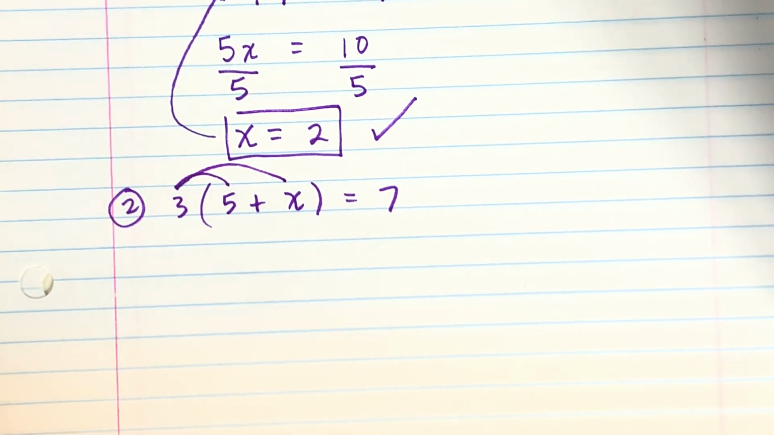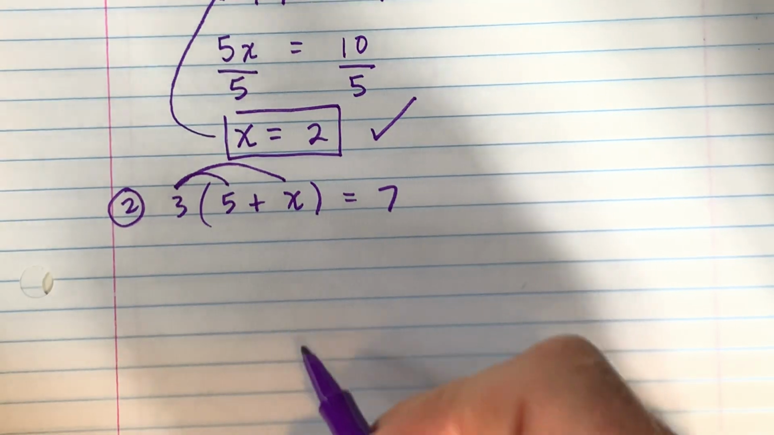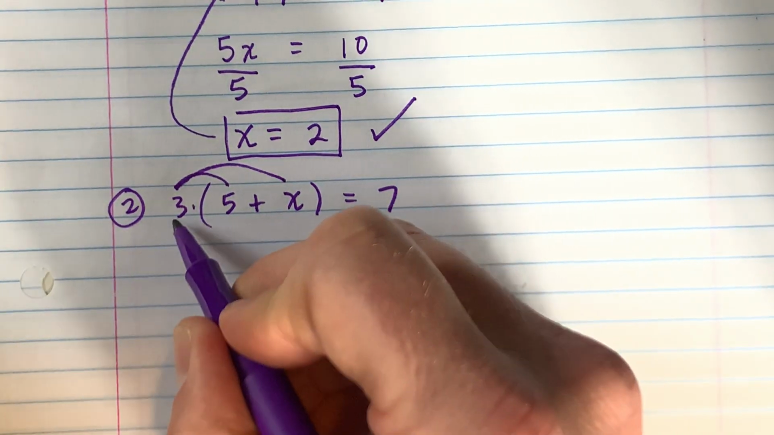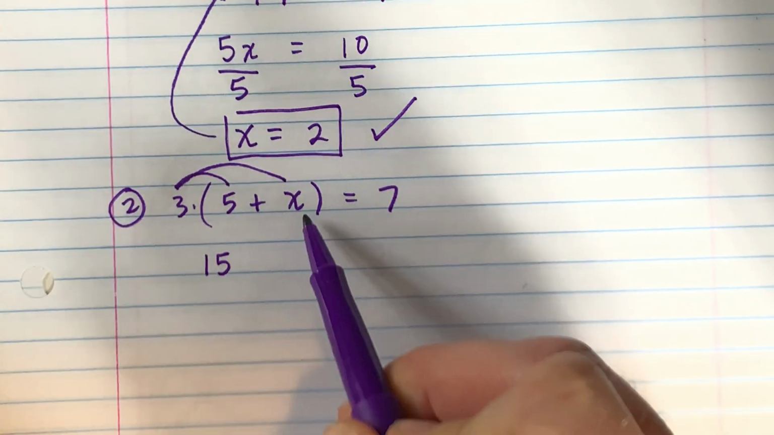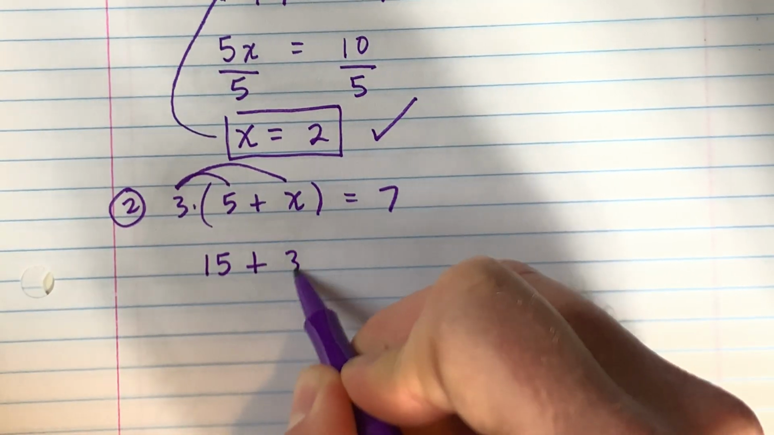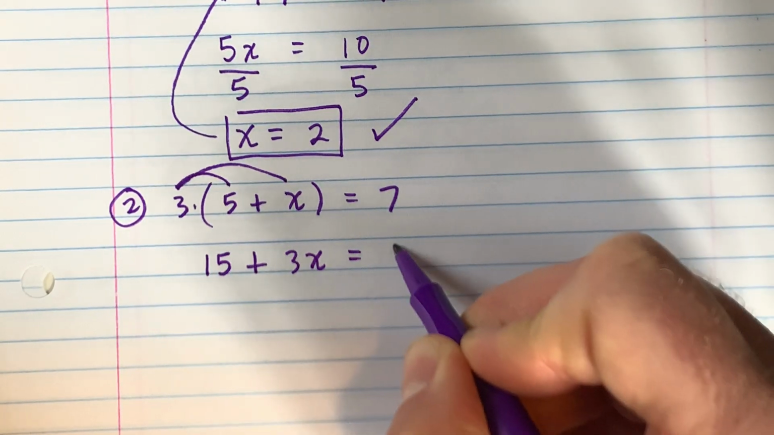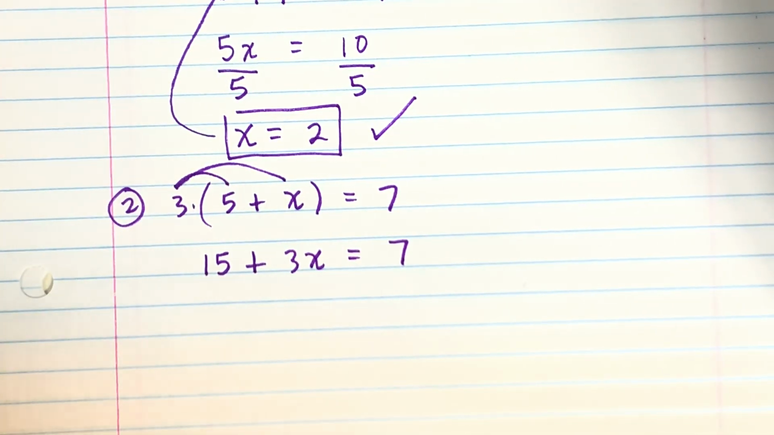So we're going to distribute that 3 to the 5 and also to the x. Distribute meaning multiply. 3 multiplied by 5 is 15. 3 multiplied by x will be 3x. And that all equals 7.